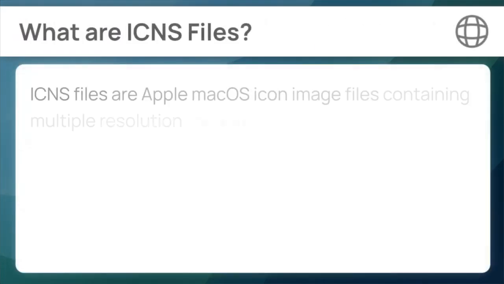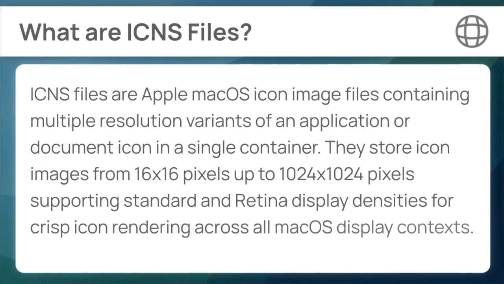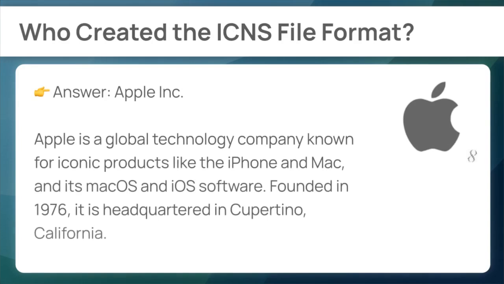ICNS files are Apple macOS icon image files containing multiple resolution variants of an application or document icon in a single container. They store icon images from 16x16 pixels up to 1024x1024 pixels, supporting standard and Retina display densities for crisp icon rendering across all macOS display contexts.